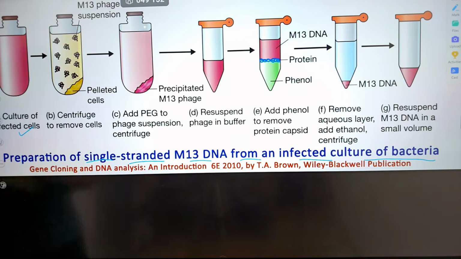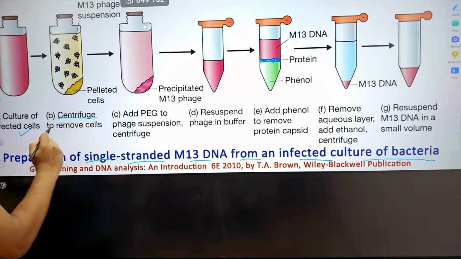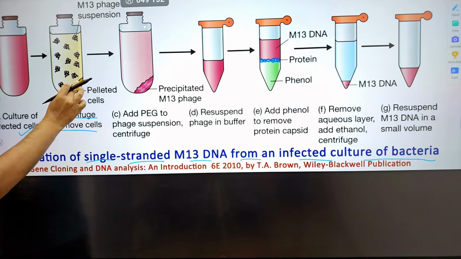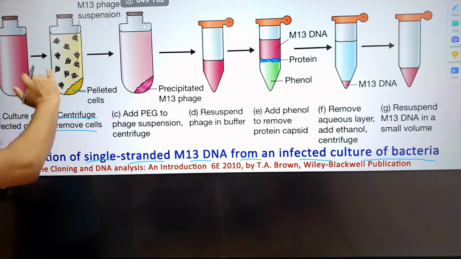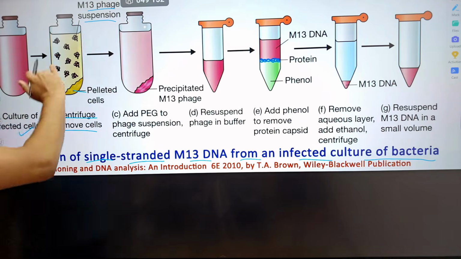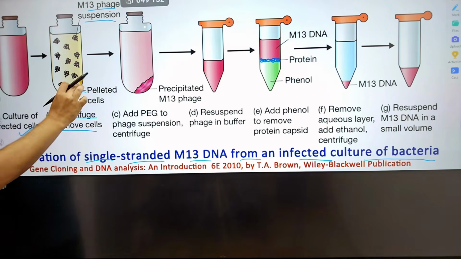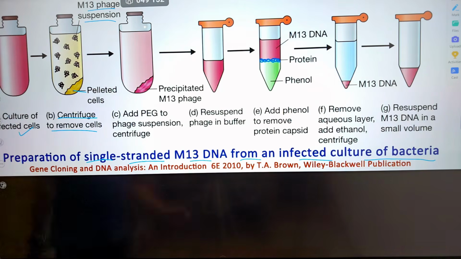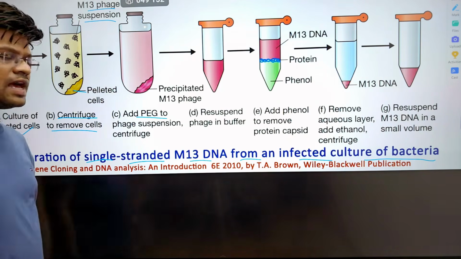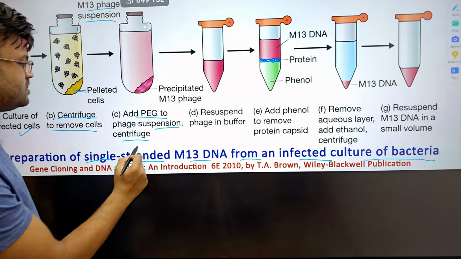Now when you do the centrifugation, what will happen? The bacterial cells will centrifuge down. These are the pelleted cells, and this would be the M13 phage suspension, right? This would be the M13 phages. These would be the bacterial cells that have settled down. Now what you do is add polyethylene glycol to the phage suspension and centrifuge.